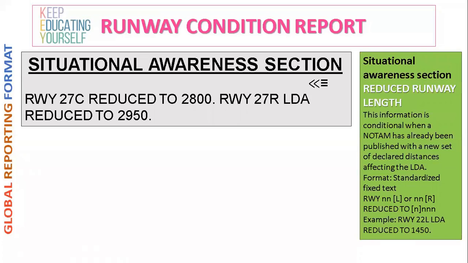So its format is like runway, whichever runway. You have to mention the runway for which it is reduced. It can be for the higher runway designator also. So if it is for the higher runway designator, we have to mention that, like runway 27 Charlie reduced to 2800 full stop. We can also write, because it is given in the question, runway 27 Romeo LDA reduced to 2950 full stop. So here we are not writing meters. You can write LDA or you can omit it also. Both ways are acceptable.